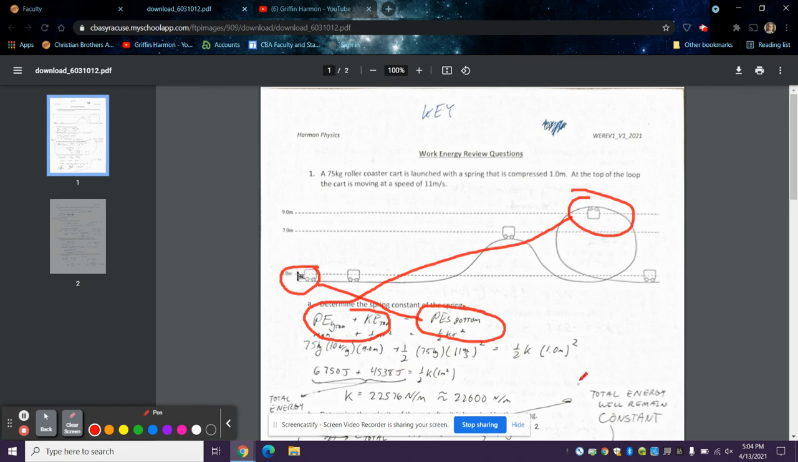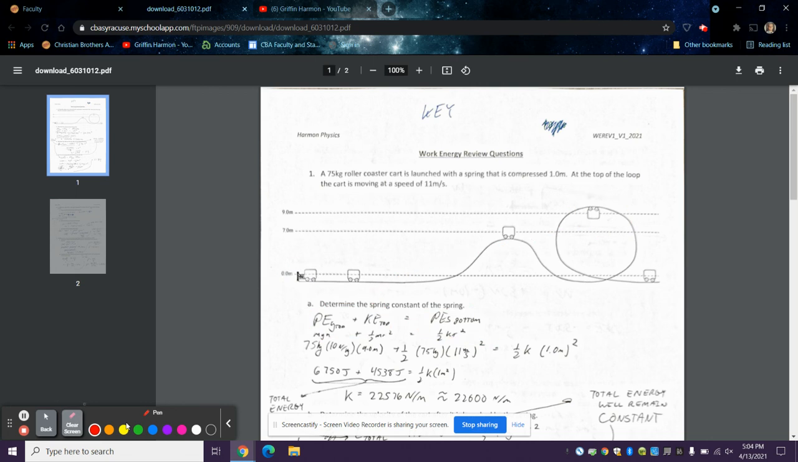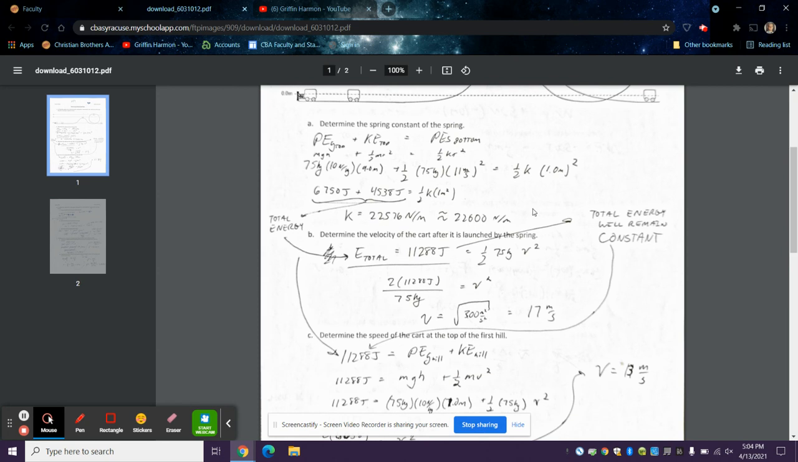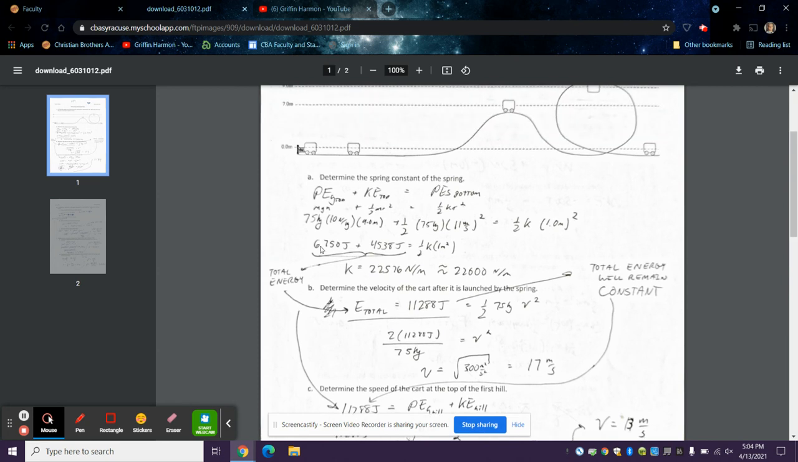Well, I forget what that is. I'll have to scroll down in a second here. And then over here, that's the energy stored in the spring at the bottom, right? 1/2 kx squared. k is the unknown. So when you look here, I'm going to go back to the mouse here. The amount of energy stored in the spring is this total here, which is 11,288. I set that equal to 1/2 kx squared. I solve for k. I get 22,600 newtons per meter.